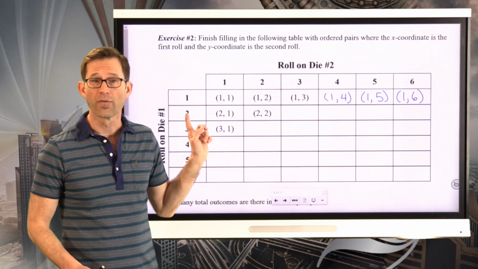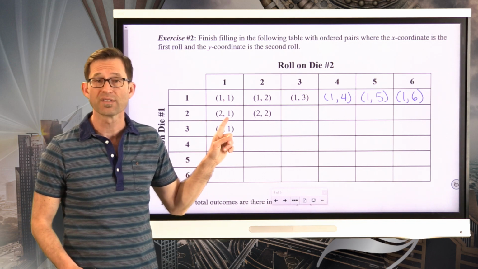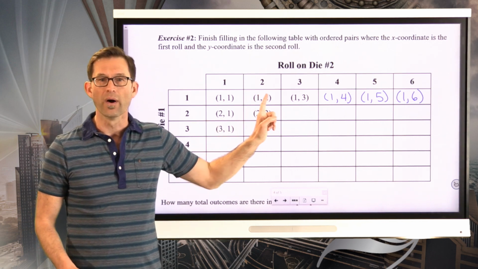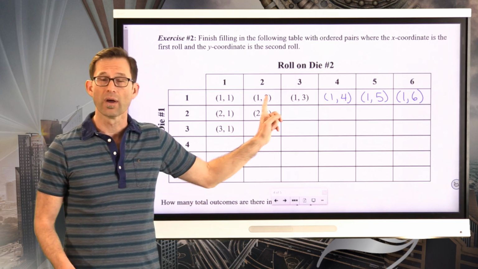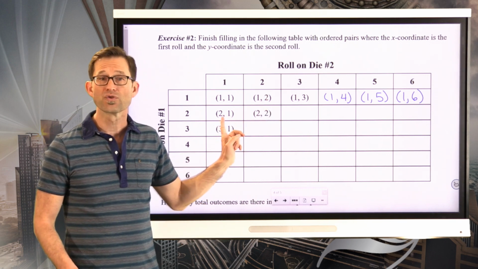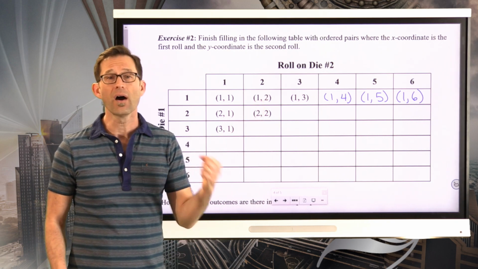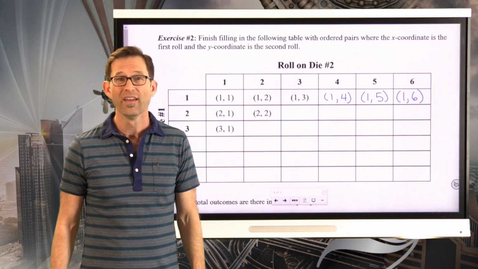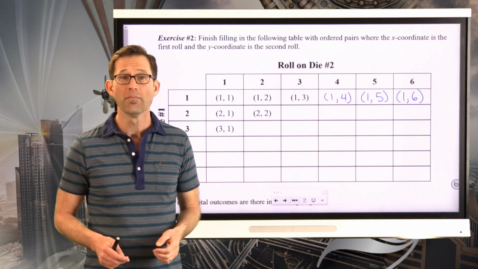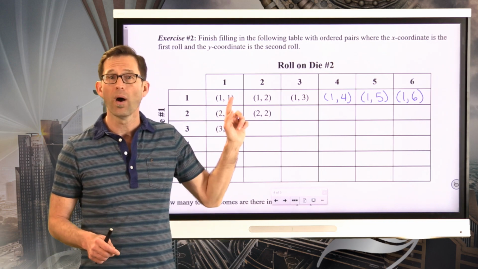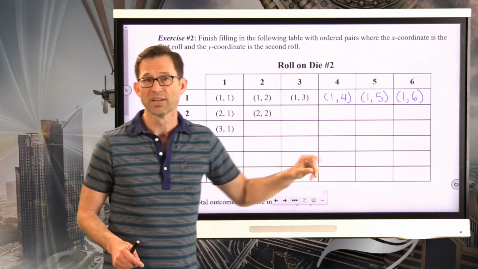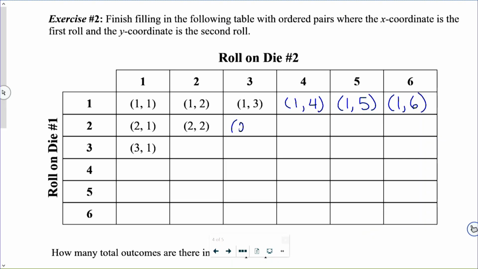But I could also get a 2 on the first roll. Now if I got a 2 on the first roll and a 1 on the second roll, that looks a lot like this one, but they're actually distinctly different things. This is getting a 2 on the first roll and a 1 on the second. This is getting a 1 on the first and a 2 on the second. Think of it as if I had a green die and a blue die. I might get the same sum, but it's a different scenario, 2, 1 than 1, 2. I could keep filling this in as well: a 2 on the first roll and a 3 on the second, a 2 and a 4, a 2 and a 5, and a 2 and a 6.